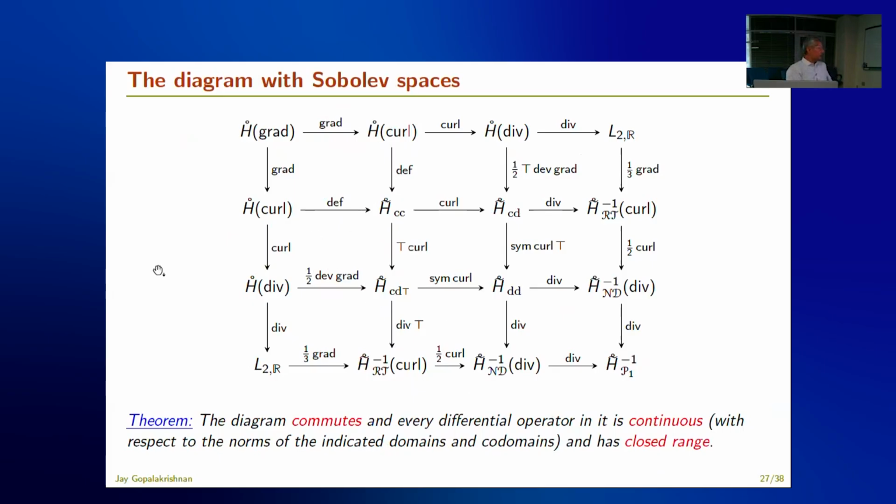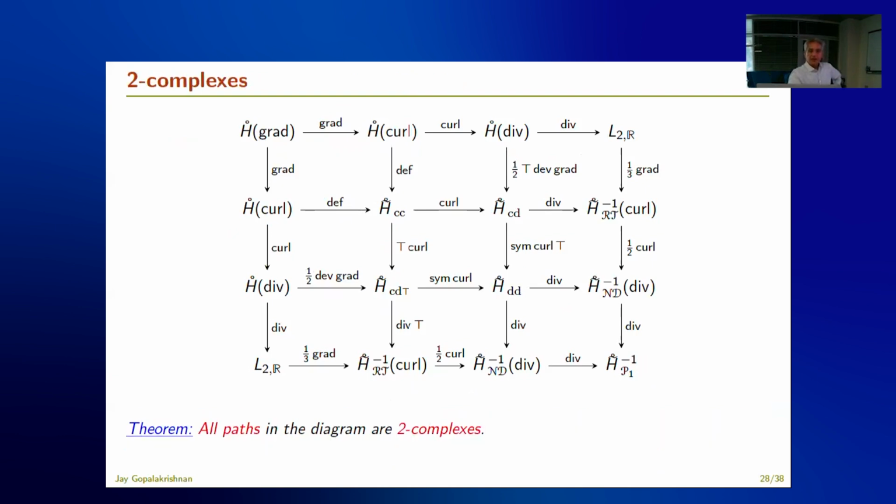Now we prove a number of theorems about this. We show that this diagram commutes, it means every box in the diagram commutes, and every differential operator in it is a continuous operator in the indicated norms. And moreover, every differential operator has closed range. This is important for getting into condition type estimates. And all paths in this diagram are 2-complexes.